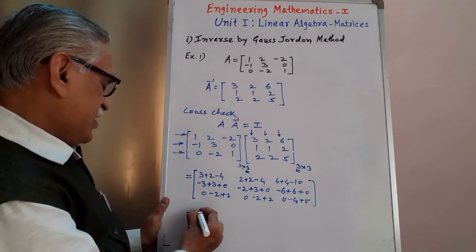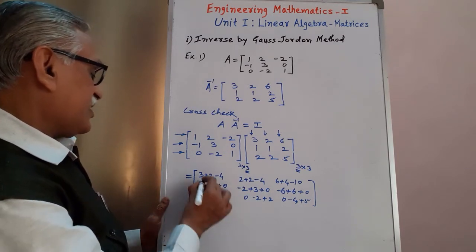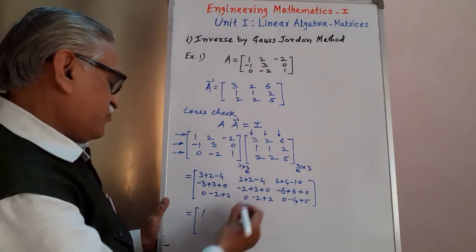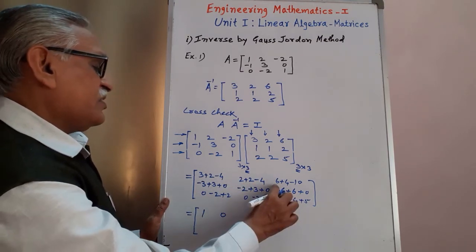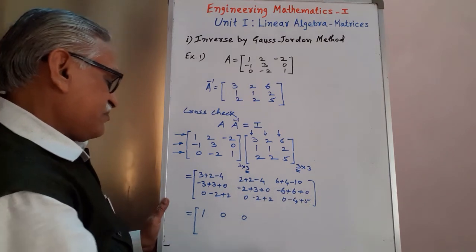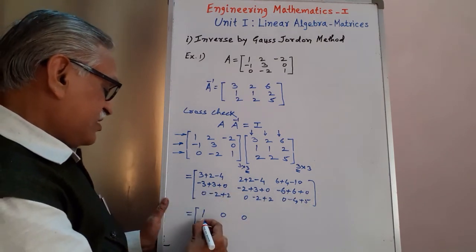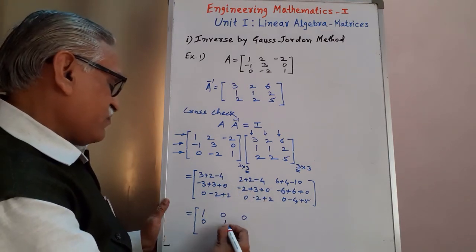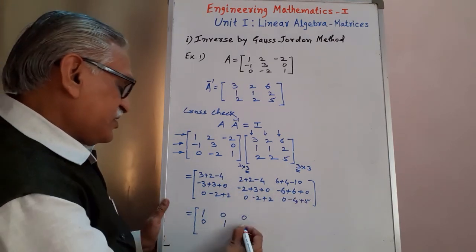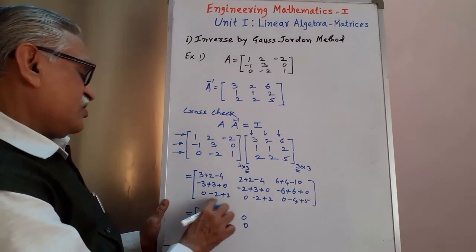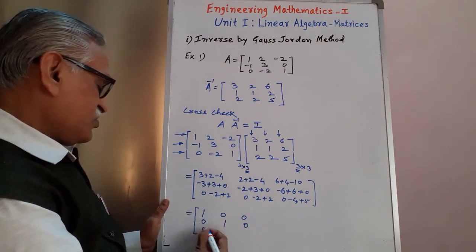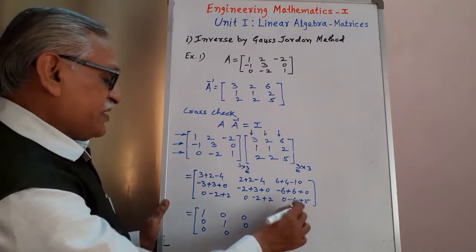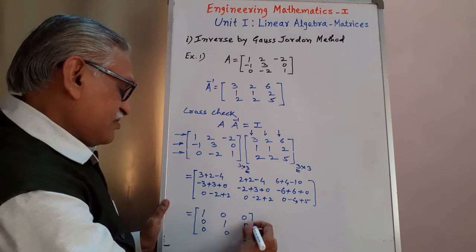And therefore we get 1 (3 minus 2 is... 3 plus 2 minus 4 gives 1). 2 plus 2 minus 4 we get 0. 6 plus 4 minus 10 we get 0. Minus 3 plus 3, 0. Minus 2 plus 3 we get 1. Minus 6 plus 6, 0. Minus 2 plus 2, 0. Minus 2 plus 2, 0. 5 minus 4 we get 1.